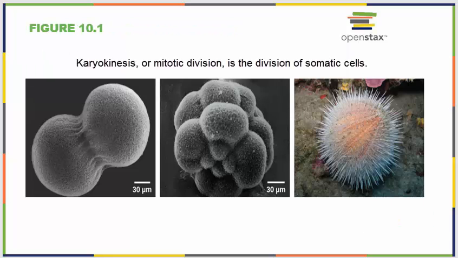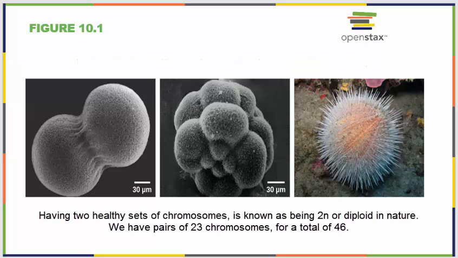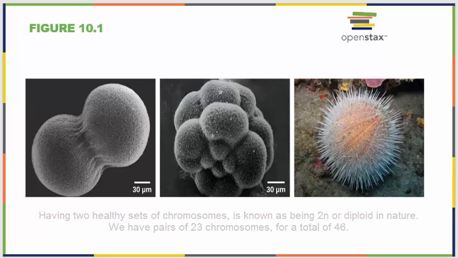Karyokinesis, or mitotic division, is the division of normal body cells. In humans, this refers to any cell with two healthy sets of chromosomes. We refer to these as somatic cells. Having two healthy sets of chromosomes is known as being 2N or diploid in nature. In us, 2N means 46 chromosomes, unless the individual you're discussing has some sort of genetic disorder.